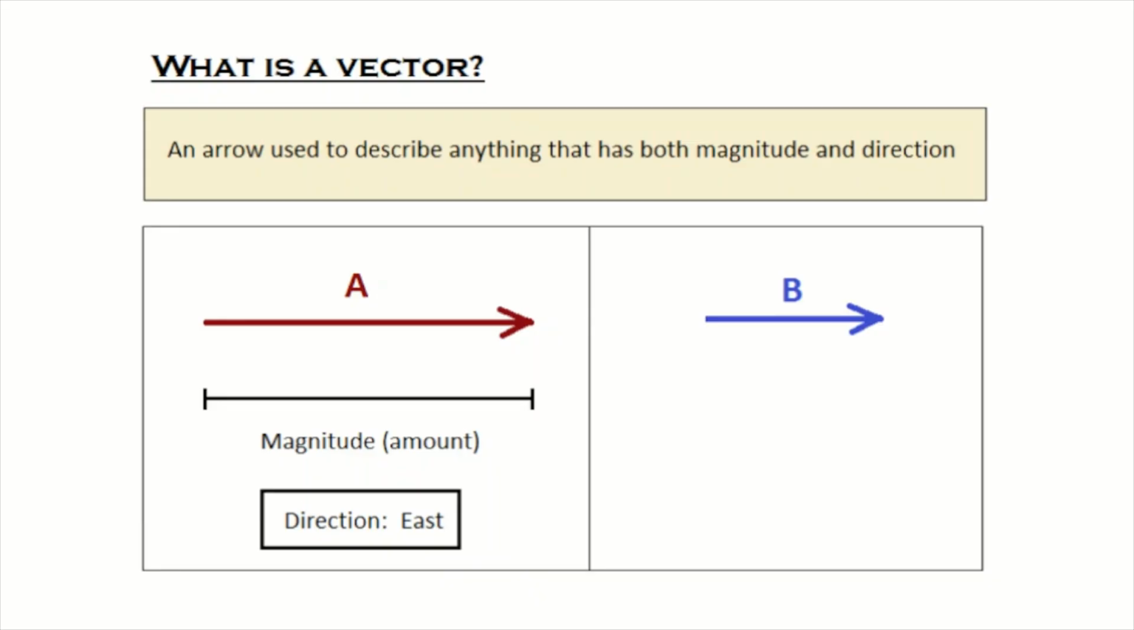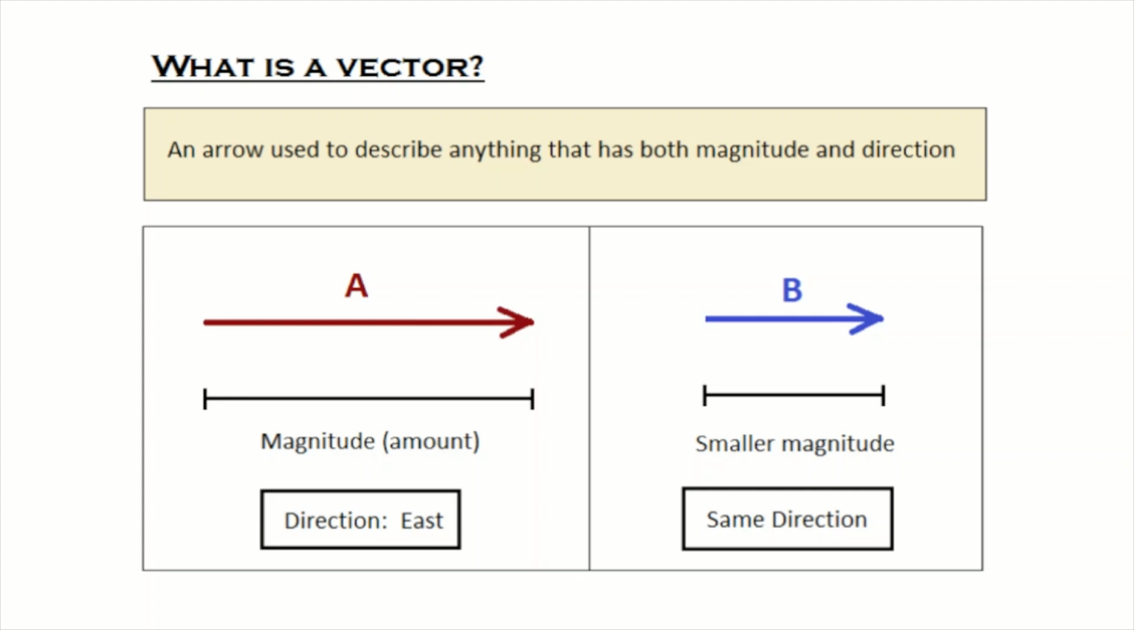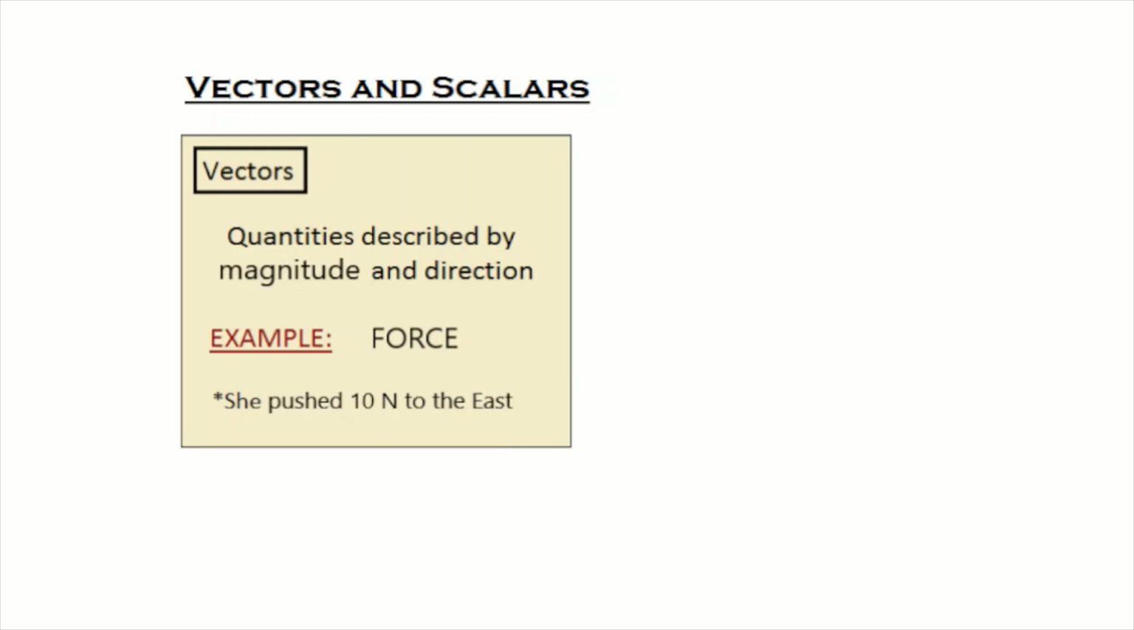Looking at sample vector B, this has a smaller magnitude due to its shorter length, but it points in the same direction. Comparing vectors and scalars, vectors again are those that have magnitude and direction. Something you'll find in physics that's a vector is force. We need to know how much the person pushes, 10 newtons, and also which way, to the east. So for vectors, we want to make sure we know how much and which way.